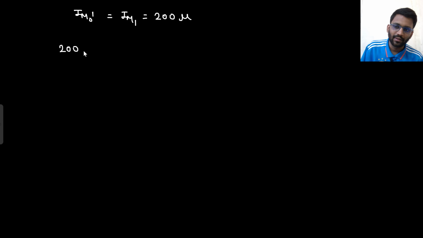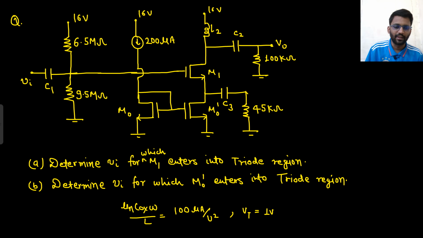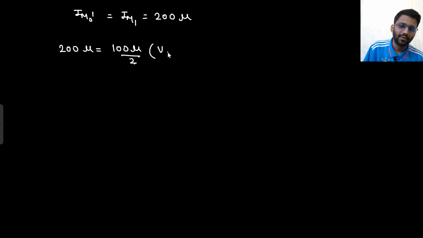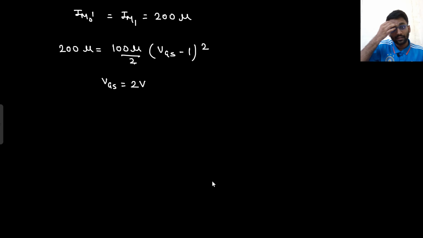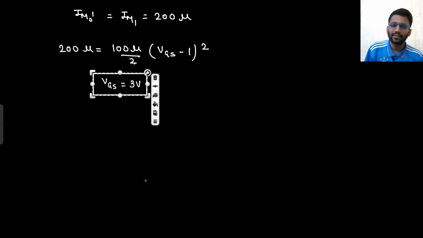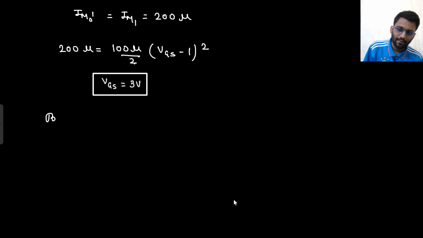So 200 microampere current would be equal to mu n Cox W by L by 2, times VGS, which we don't know, minus VT, which is 1, whole squared. So the VGS value you get is 2 volt. Am I correct? Or 3 volt, sorry. The VGS value you get is 3 volt, for both M naught dash and M1.